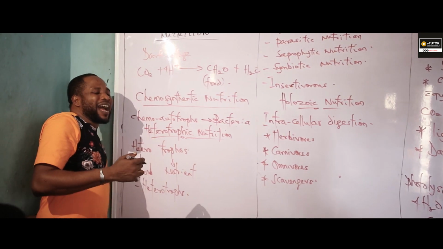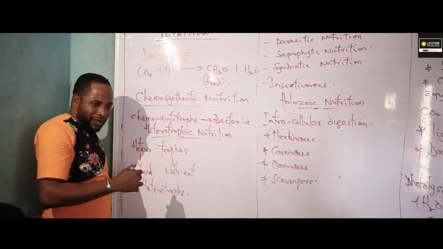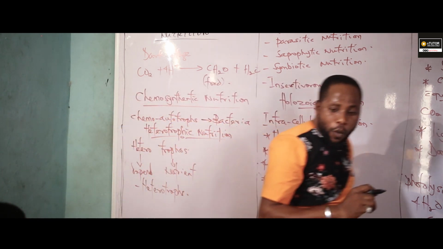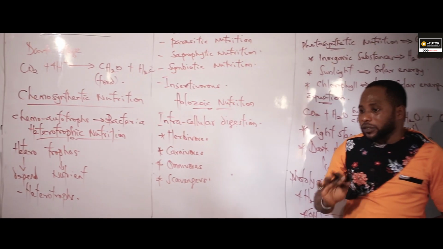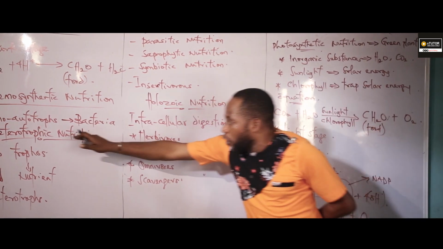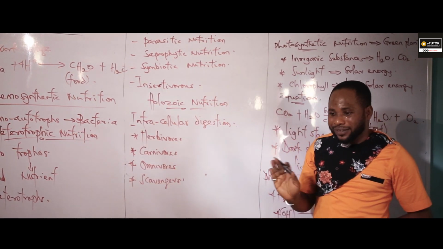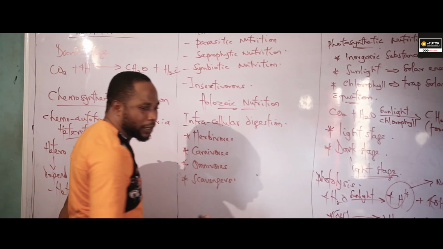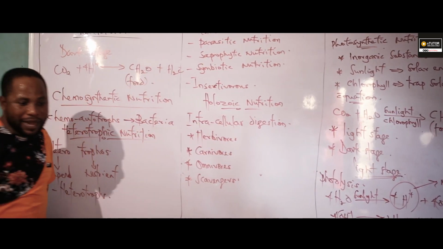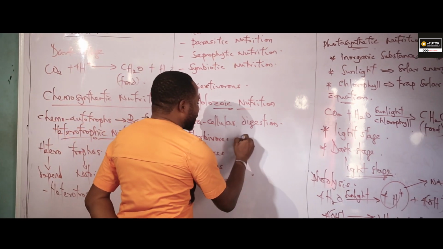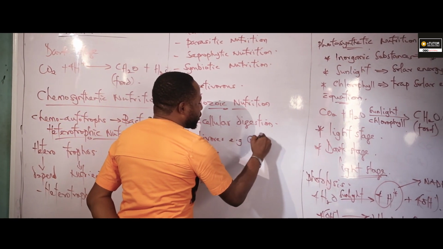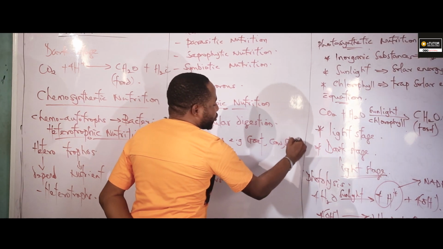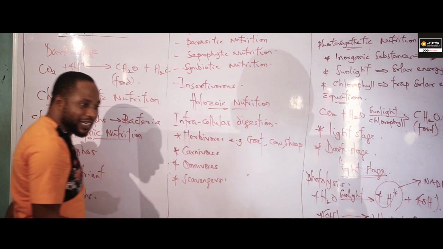Now, what are herbivores? Herbivores are heterotrophs that feed on only plants. They are heterotrophs, but they feed on only plants. Are you getting me now? Example. Who can give me an example of herbivores? Animals that feed on only plants. We have goat, we have cow, we have sheep, etc. Do you understand that?